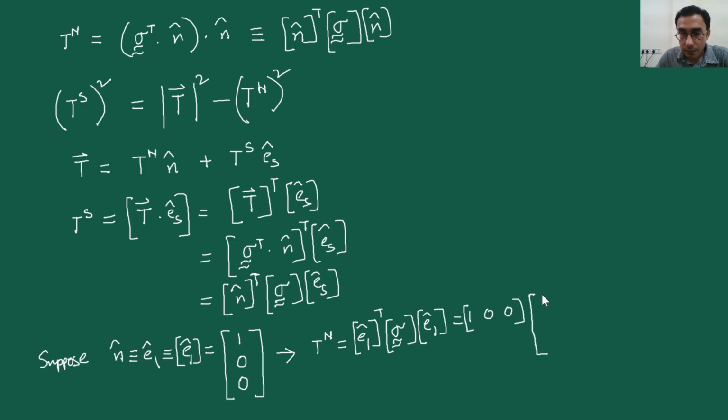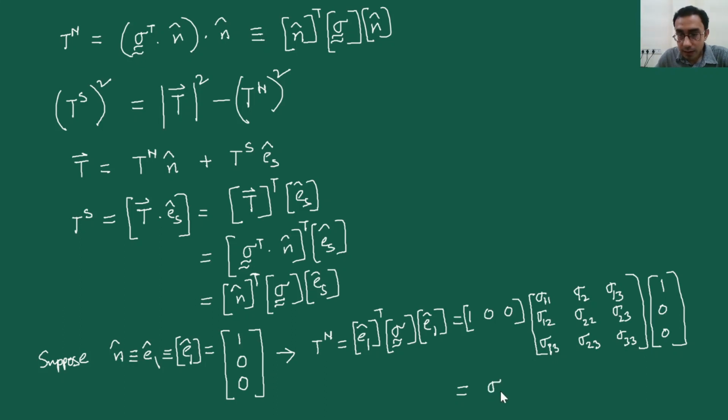The sigma matrix is sigma 1 1, sigma 1 2, sigma 1 3, sigma 1 2 again, sigma 2 2, sigma 2 3, sigma 1 3, sigma 2 3 again, and sigma 3 3. I'm writing this out in detail just for the ease of your understanding. Every time you do not have to write the whole thing. If you do the actual multiplication, what it will come out to be is just this. You can check for yourself.